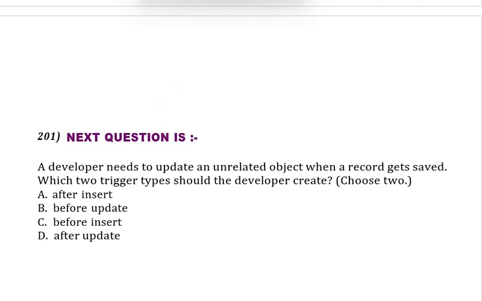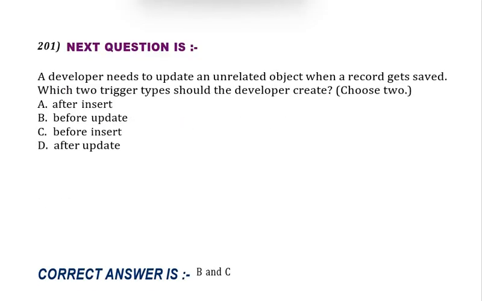Question: a developer needs to update an unrelated object when a record gets saved. Which two trigger types should the developer create? Option A, after insert. Option B, before update. Option C, before insert. Option D, after update. Correct answer is option B and option C.